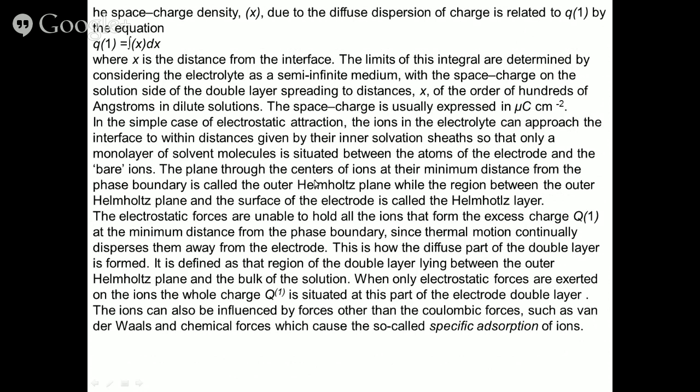The plane through the centers of the ions at the minimum distance from the phase boundary is called the outer Helmholtz plane, while the region between the outer Helmholtz plane and the surface of the electrode is called the Helmholtz layer.